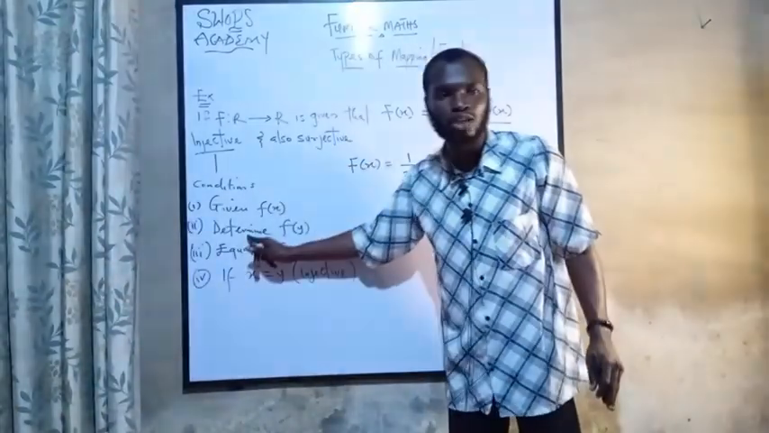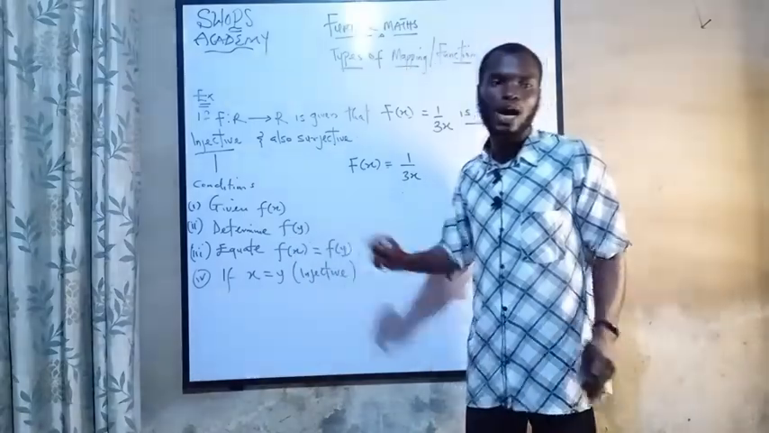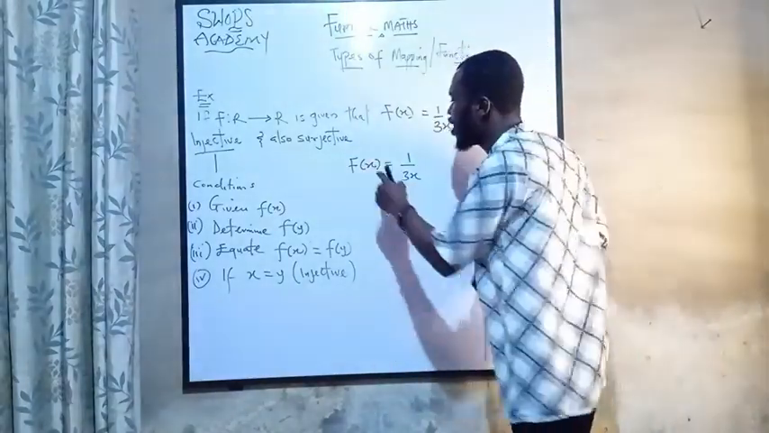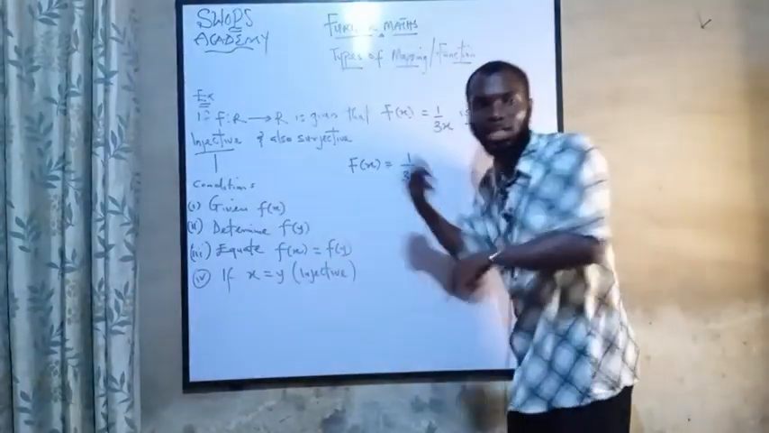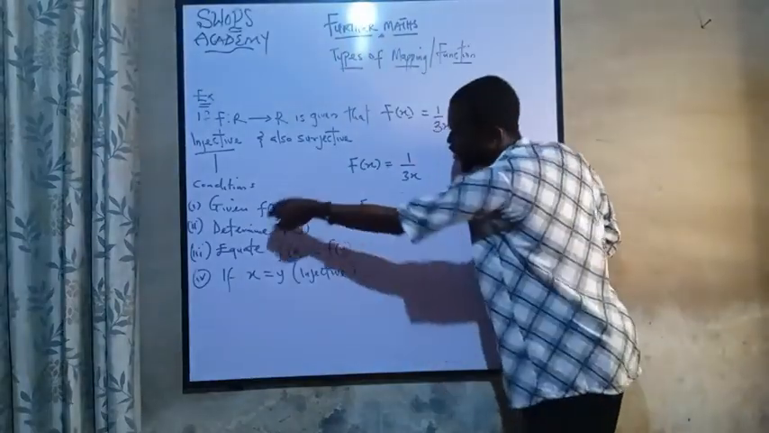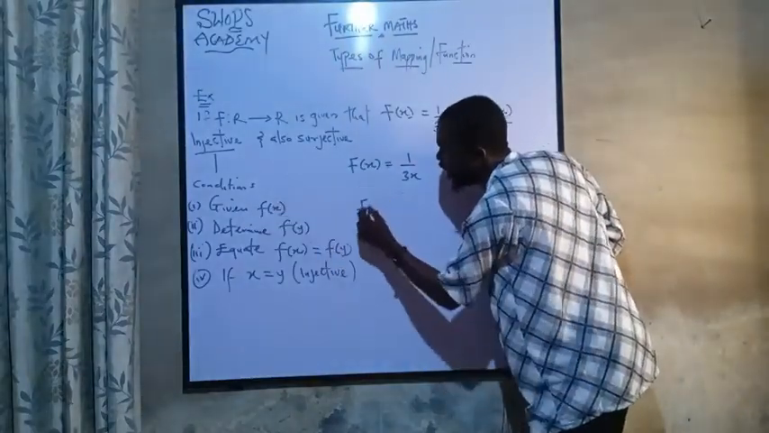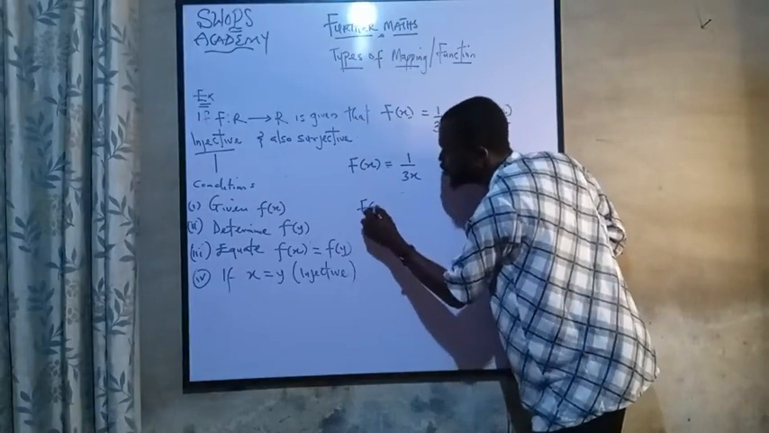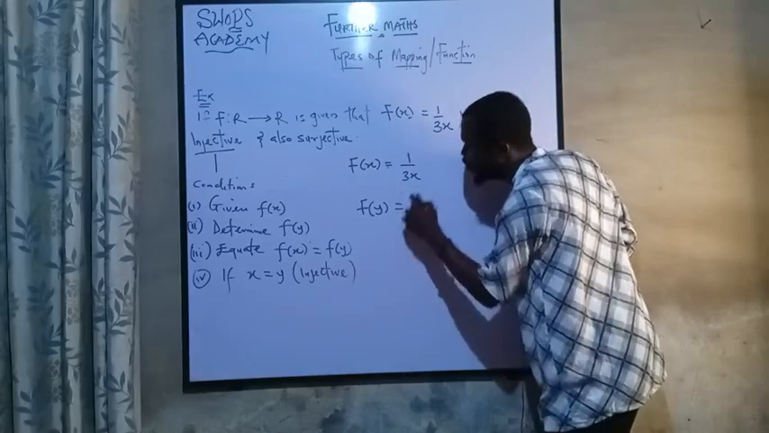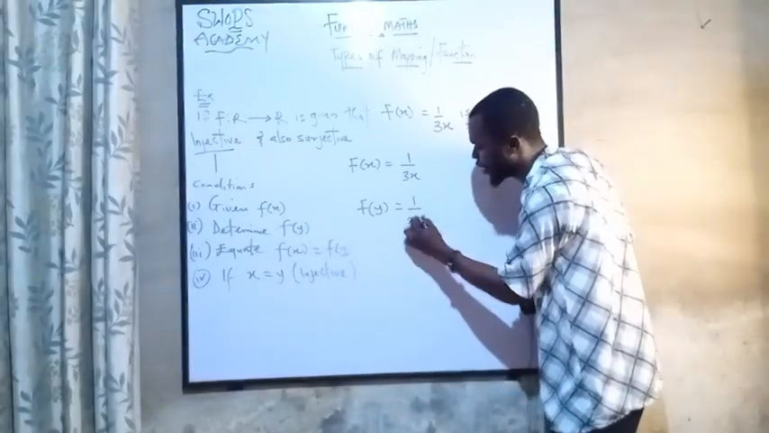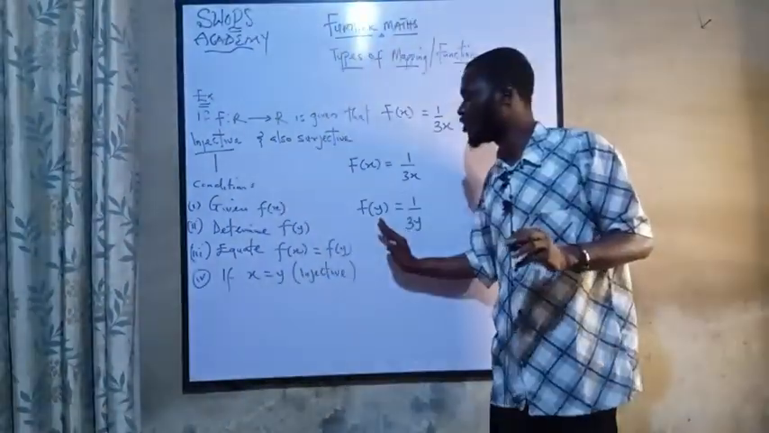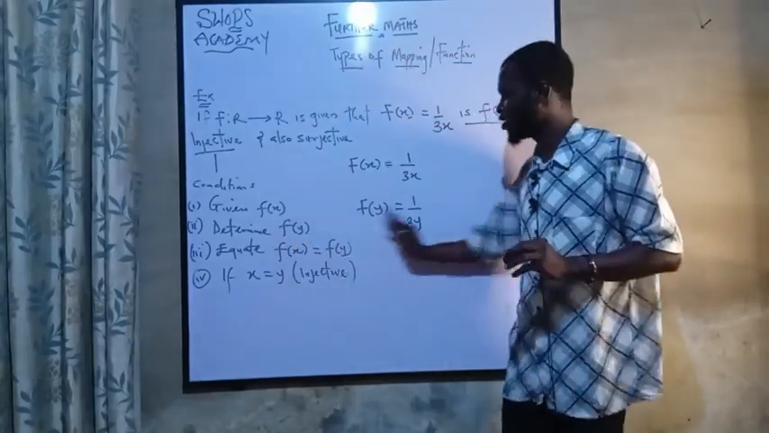Now let's go to the second one. Determine f of y. How do we determine f of y? It's very simple and straightforward. Wherever you see x here, you will change it to what? y. What would that be? We are under condition 2 now. f in a bracket. What do we change x to? y. Then what follows? 1 over 3. What do we change this x to? y. This is how we've determined our f of y.